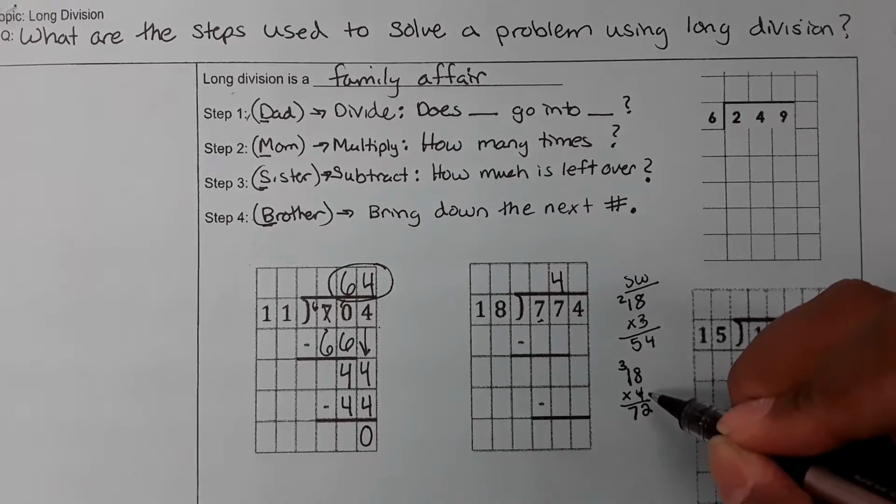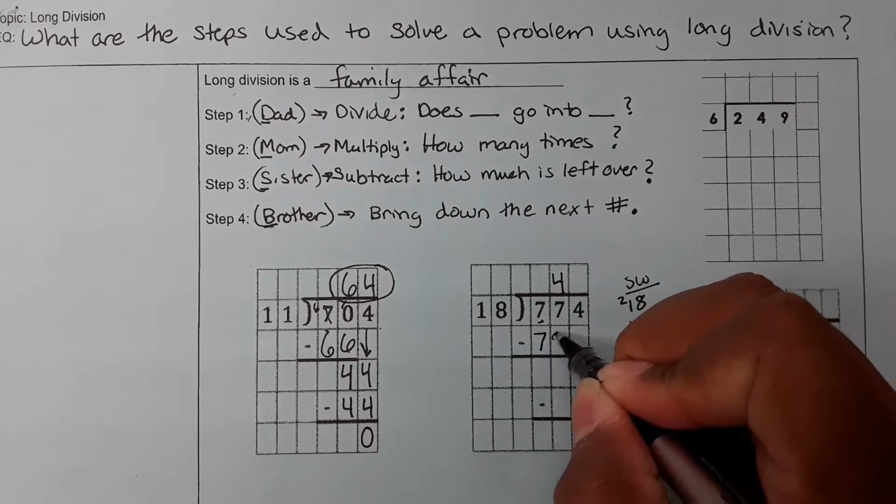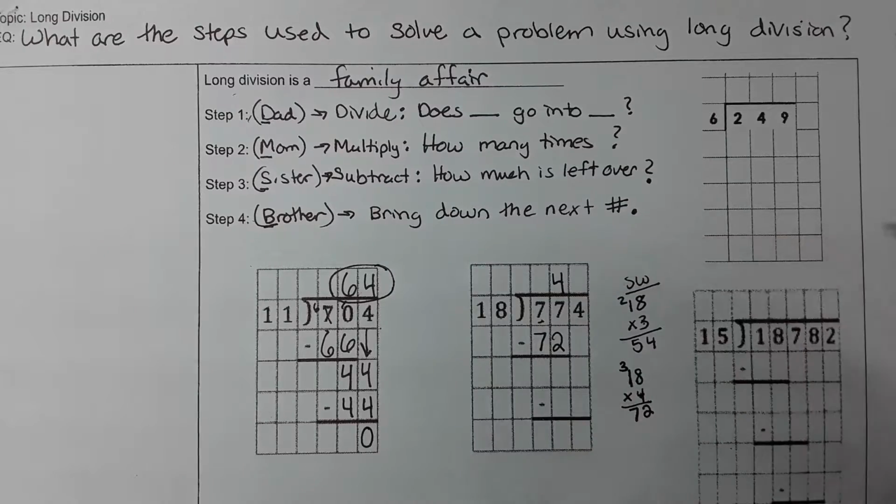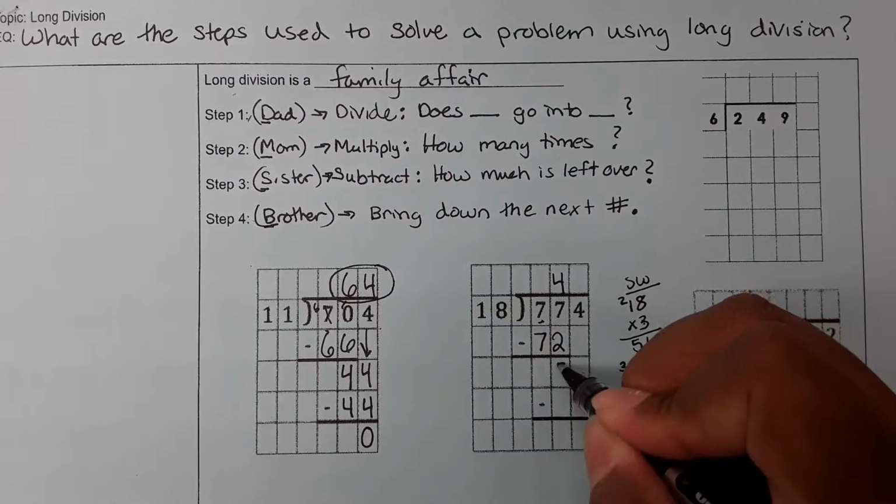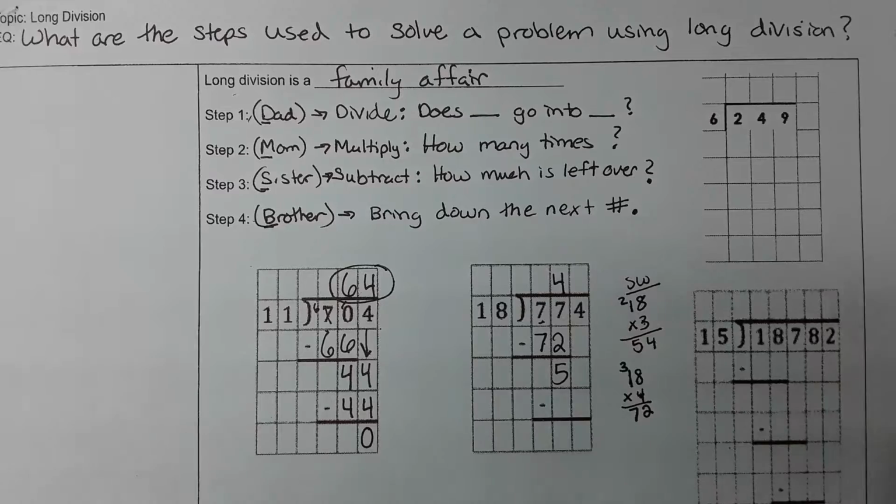All right, so I have 18 times 4 is 72. And now I'm ready to do sister's part where we subtract. 7 minus 2 is 5. 7 minus 7 is 0. And I'm just going to leave it there.